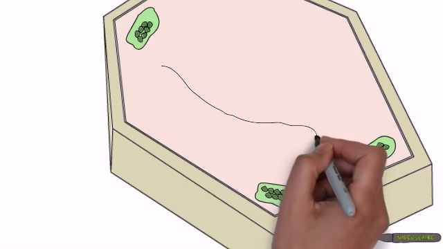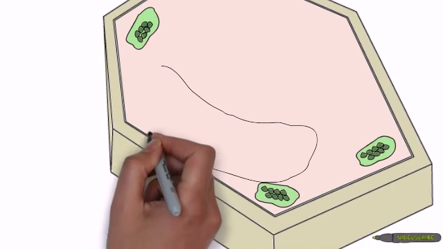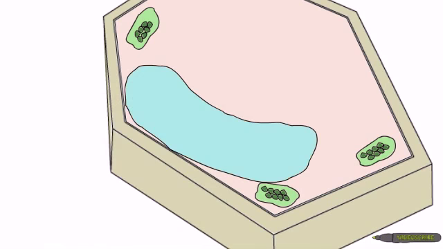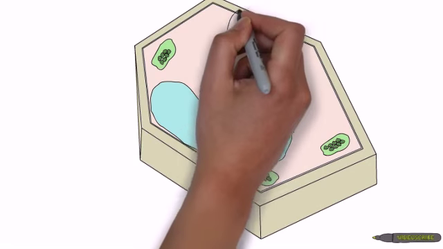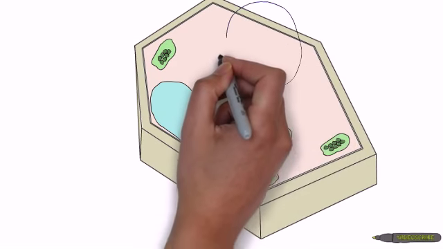Another important structure is the large central vacuole. It stores water for the plant. It also works with the cell wall to give the plant its structure. Have you ever seen a wilting plant? It has used up some of the water from its vacuole.